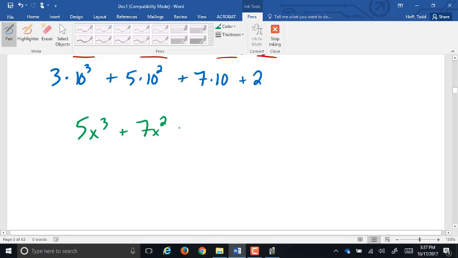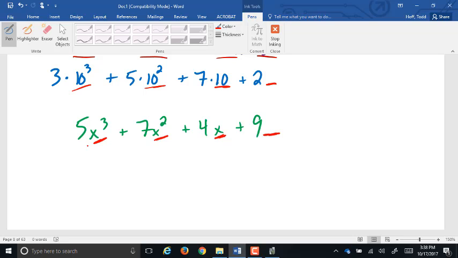You may have 5x to the third plus 7x squared plus 4x plus 9. You can see the difference is here our place values were ones, then 10, 10 squared, 10 to the third. Here our place values are ones, and instead of 10, it's x. And instead of 10 squared, it's x squared. Instead of 10 to the third, it's x to the third. So our algebraic numbers are a numbering system. Instead of being base 10, they're base x.